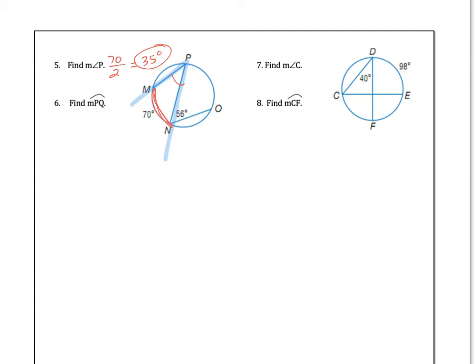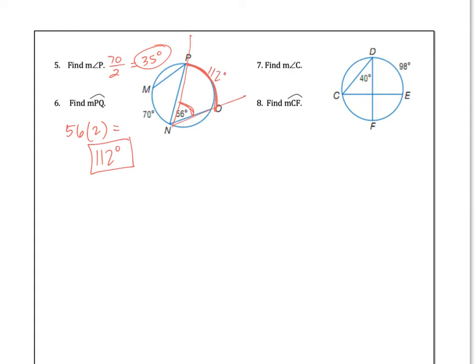Let's do the next one. Find the measure of arc PQ. Sometimes it helps if I erase my other previous work. So if I want to find the measure of arc PQ, that is this arc. Notice this angle opens up to that arc, and this angle is 56. Well, the angle is half of the arc. So how do you work backwards and find the arc? You would have to multiply by 2. So 56 times 2 will be 112 degrees. So this would be 112.